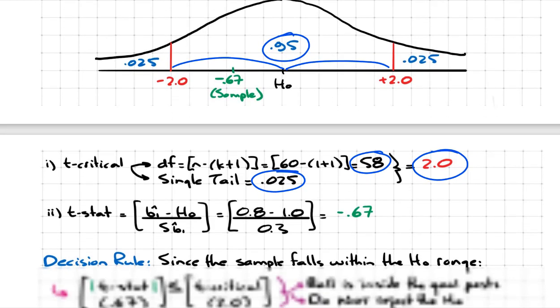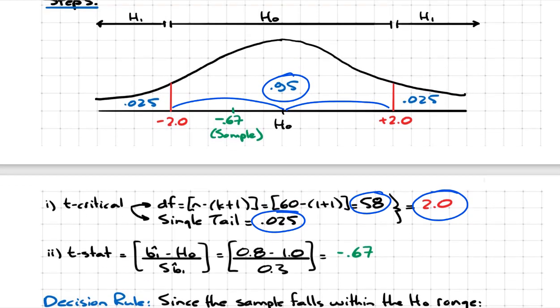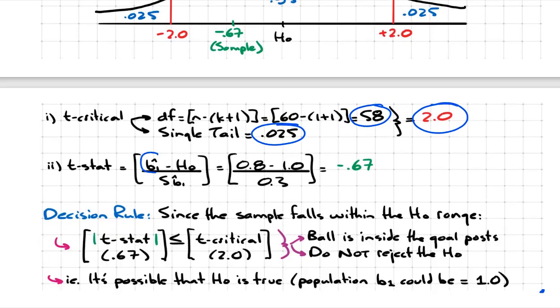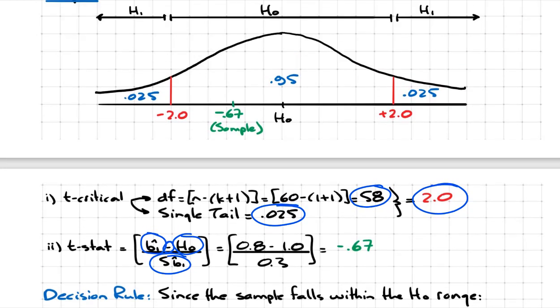So that's your goalpost. Now in my penalty kick analogy, I ask you, where did the ball come in? Did the ball come somewhere in here within the goalpost or outside the goalpost? And that's what the t-stat is going to do. T-stat says, how far did the sample deviate from the hypothesis, measured in units of standard error? So it's basically saying how far did the ball deviate from the null. Notice how everything is measured from the null. Whether it's the goalposts or the sample, it's always measured from the null.